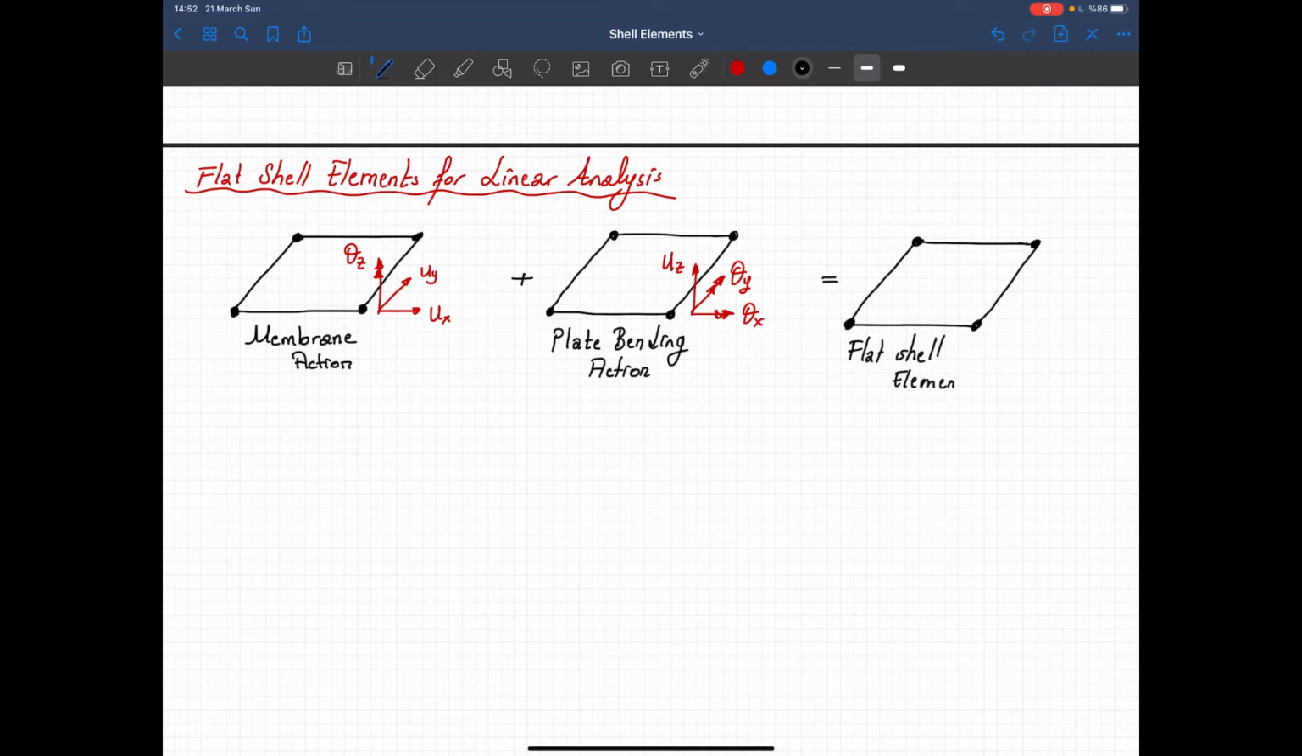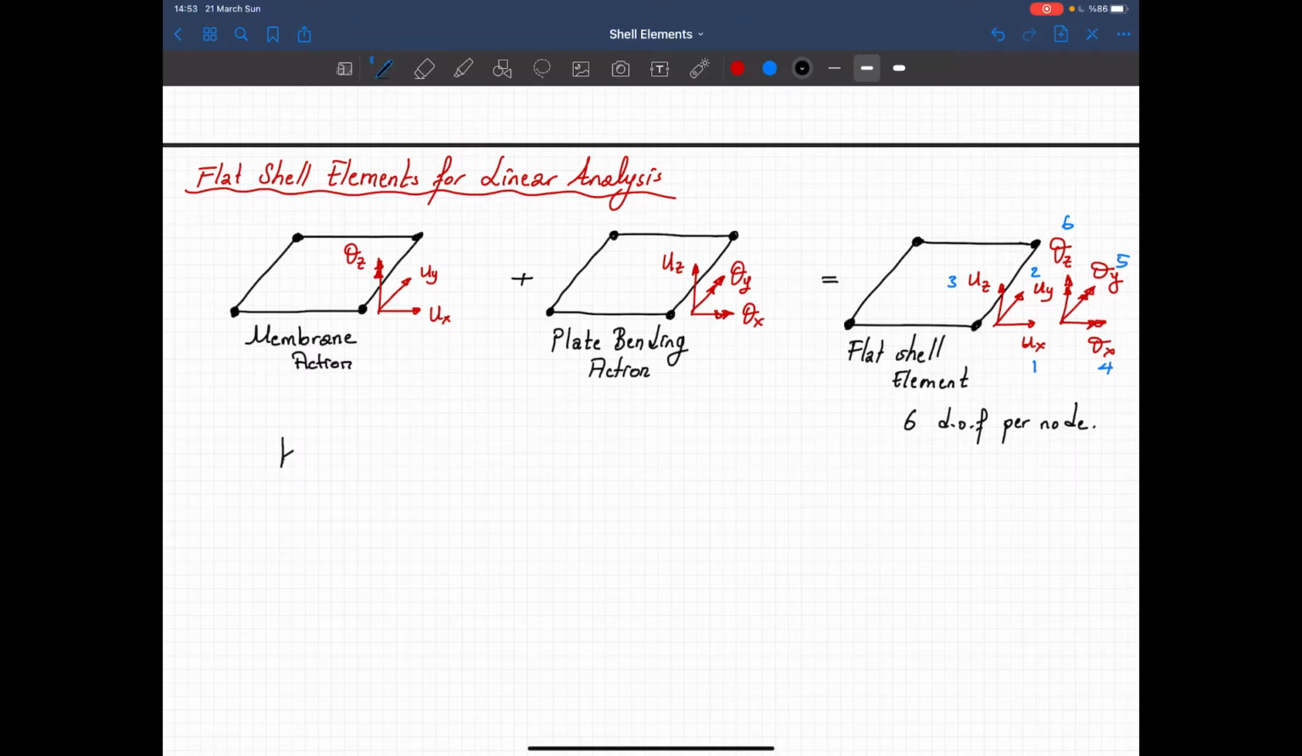And this element will have 3 translational degrees of freedom and 3 rotational degrees of freedom. Basically it will have 6 degrees of freedom per node. The usual way of numbering these degrees of freedom is as follows: ux will be the first degree of freedom, then second, third, fourth, fifth, and sixth.